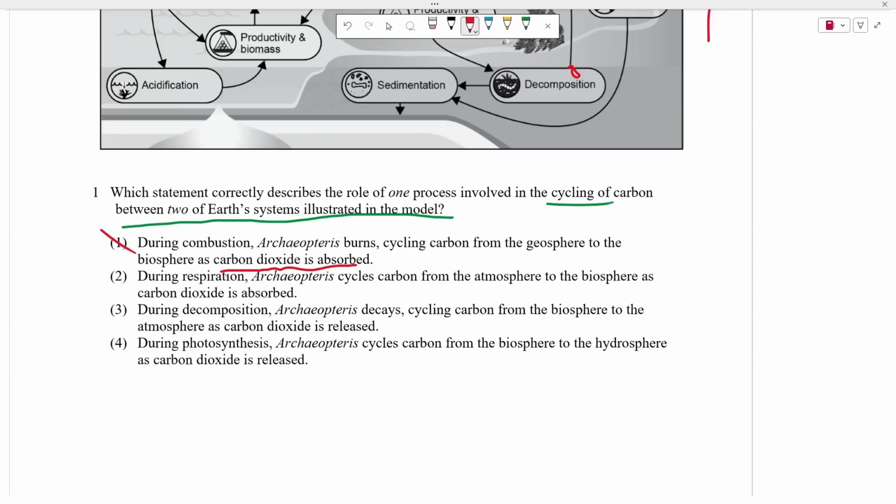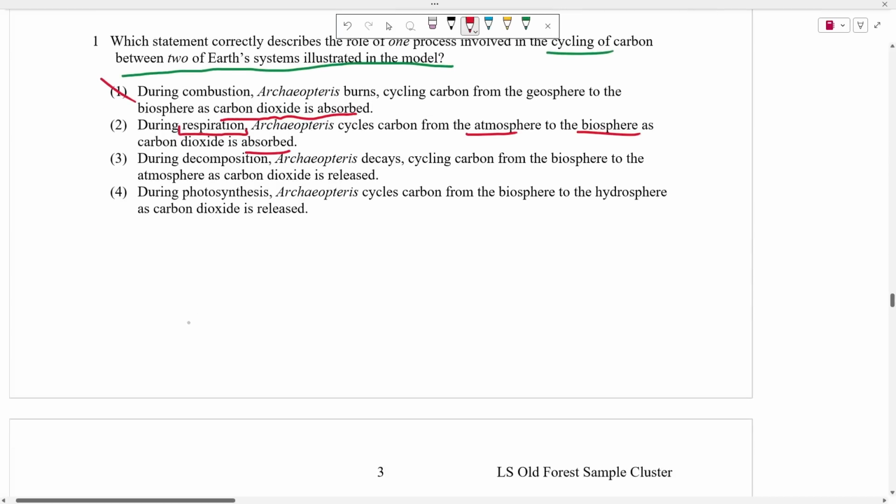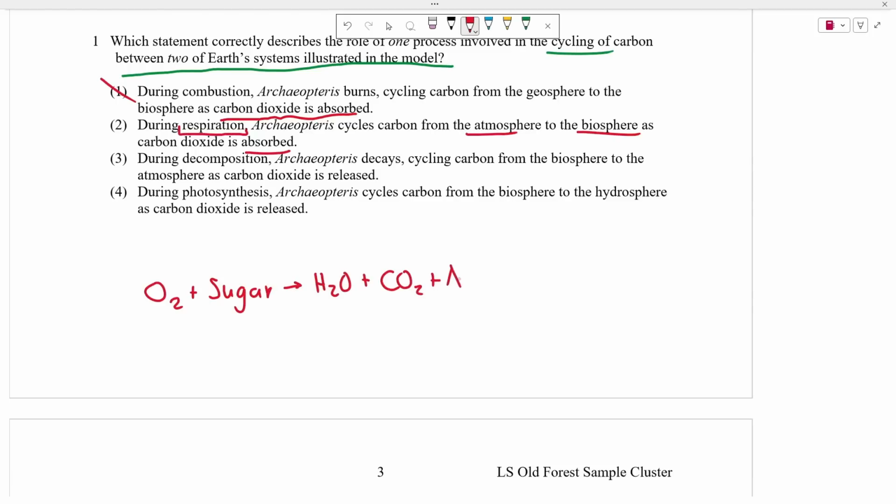Number two says, during the respiration, the Archaeopteryx cycles carbon from the atmosphere to the biosphere as carbon dioxide is absorbed. Now, this is wrong because what is respiration? Well, respiration is just a shortened version of cellular respiration. And what that does is it takes oxygen plus sugar, and it produces H2O or water plus CO2 plus ATP or energy. And here we are, this CO2.